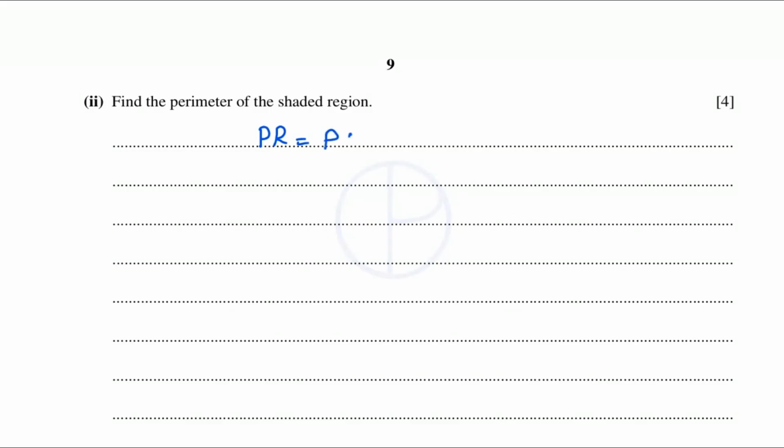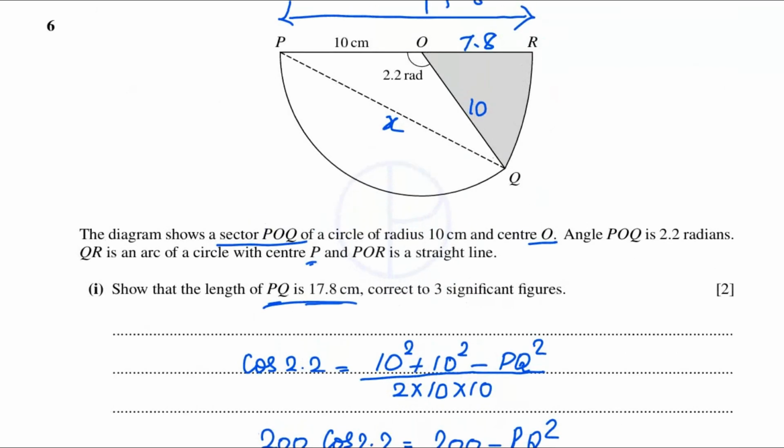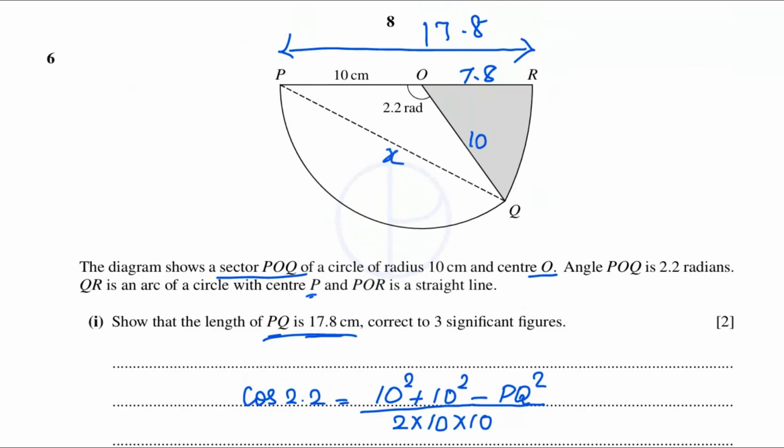PR is equal to PO plus OR. PR is 17.8 and PO is 10. So OR is 17.8 minus 10, which is 7.8. The arc length formula is r theta. Here the radius is 17.8, and we need to find the angle at P.